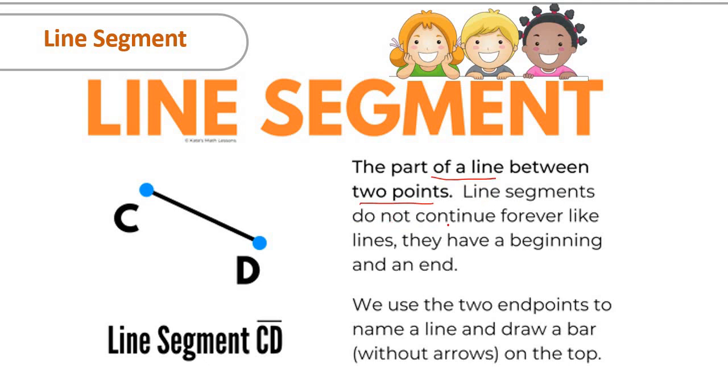A line segment does not continue forever like lines. Lines continue endlessly on both sides. But a line segment will not continue forever like this, because it has two endpoints. A line segment has two endpoints, named C and D.